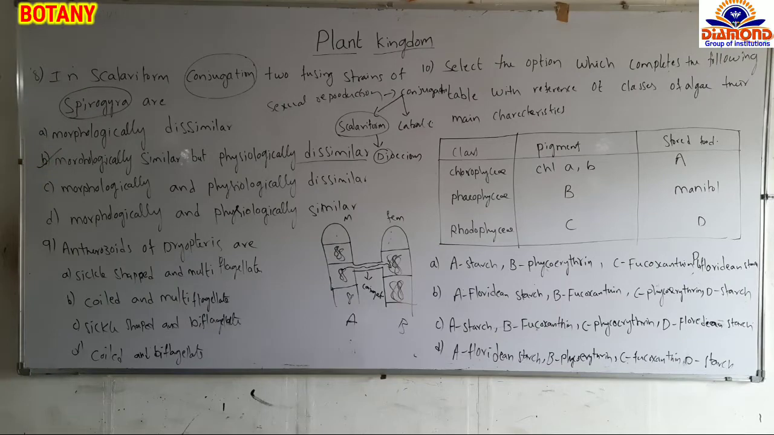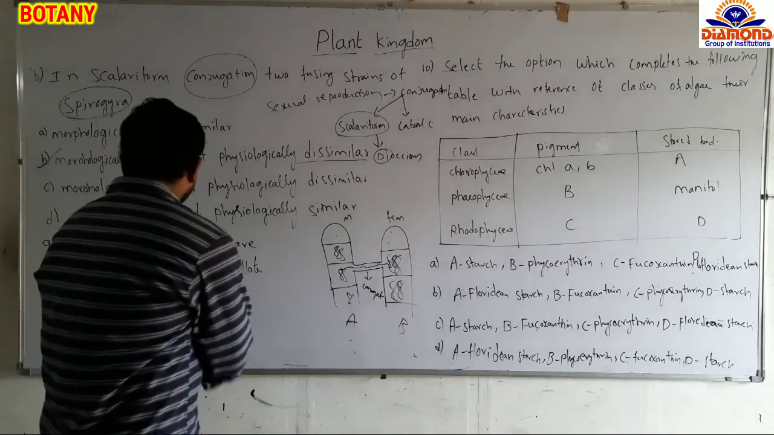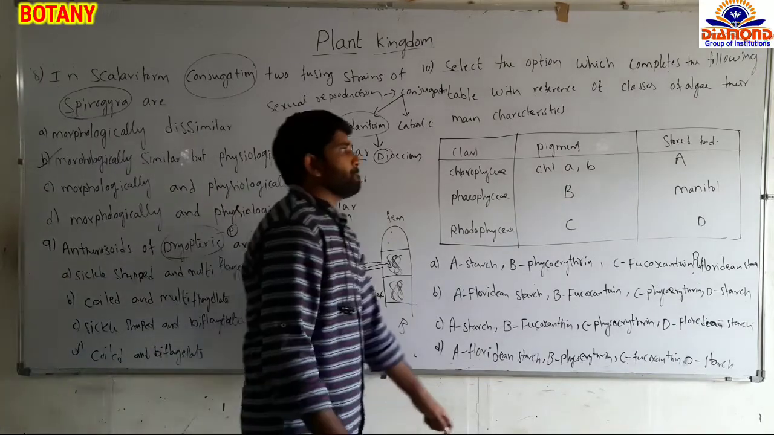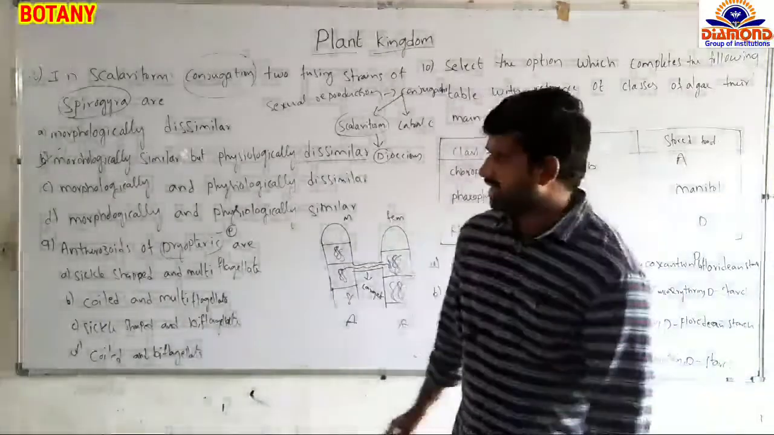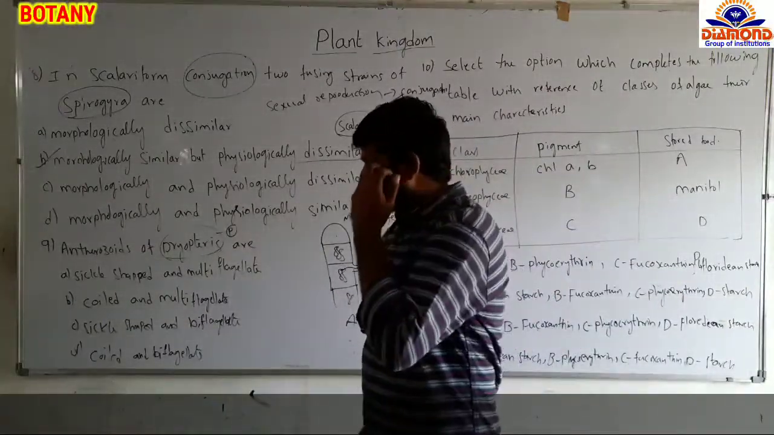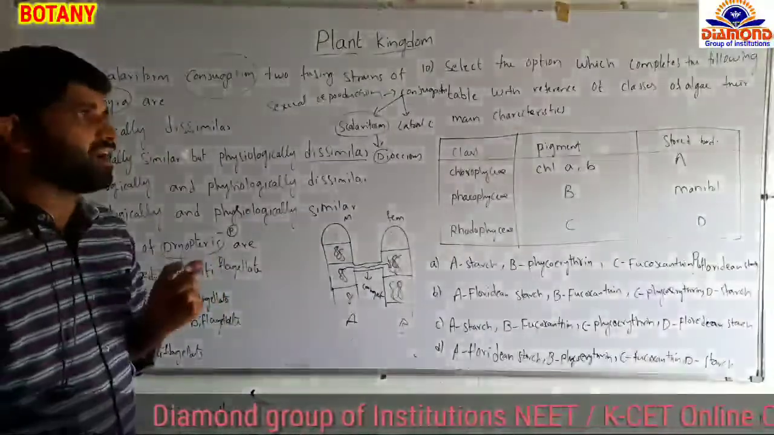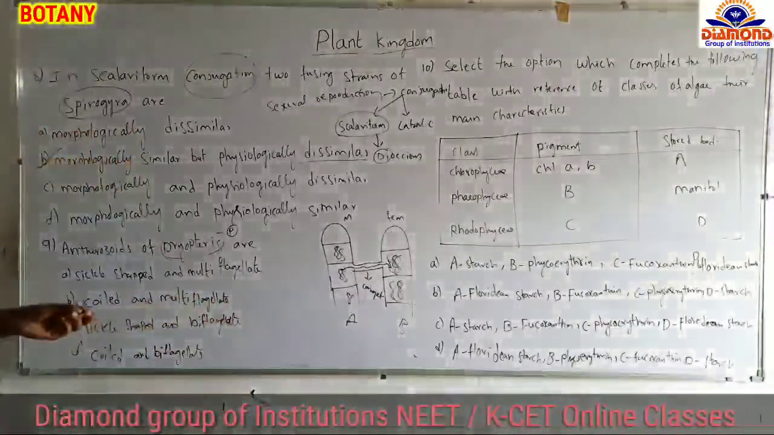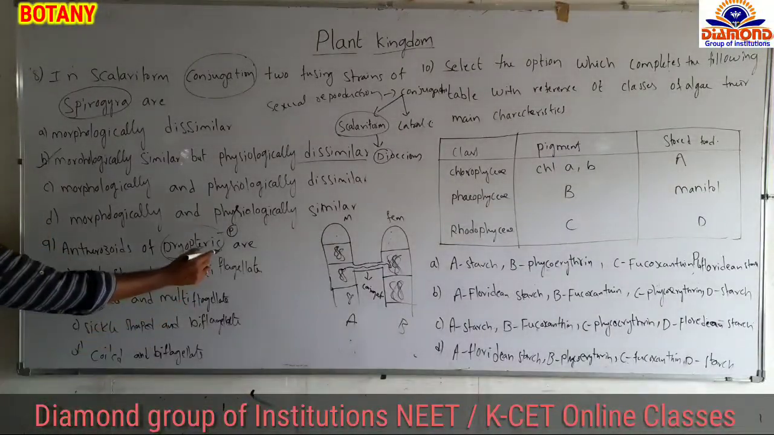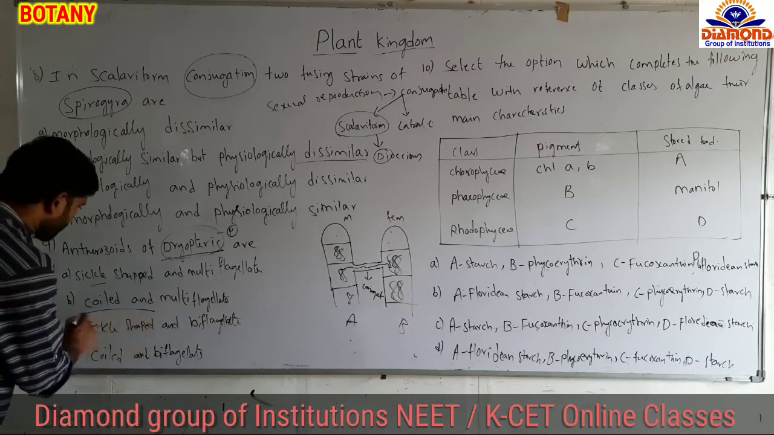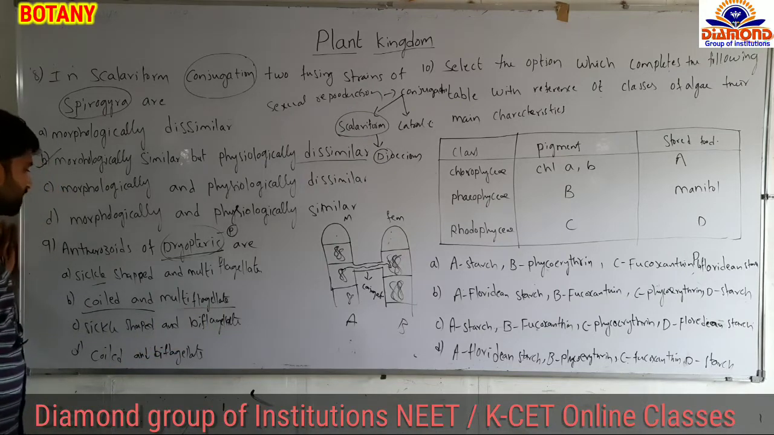Next, the ninth one: antherozoids of gametophytes are. The gametophytes belong to the pteridophytes. Antherozoids means male gametes. These are motile male gametes having flagella. The options given are sickle shaped with multiflagellated, coiled with multiflagellated, sickle shaped with biflagellated, and coiled with biflagellated.